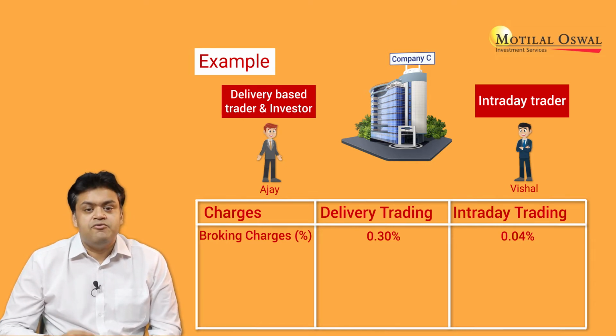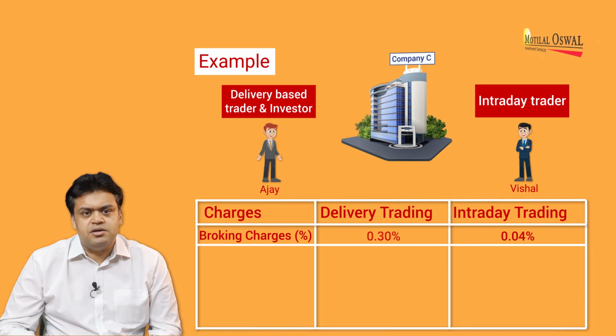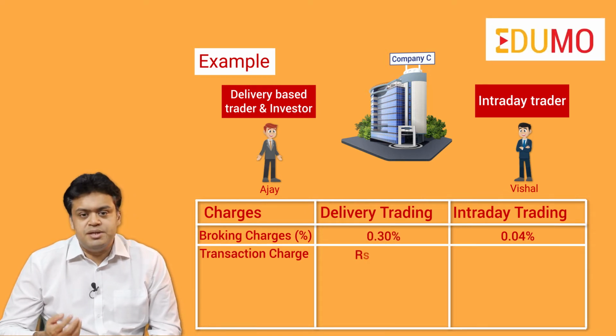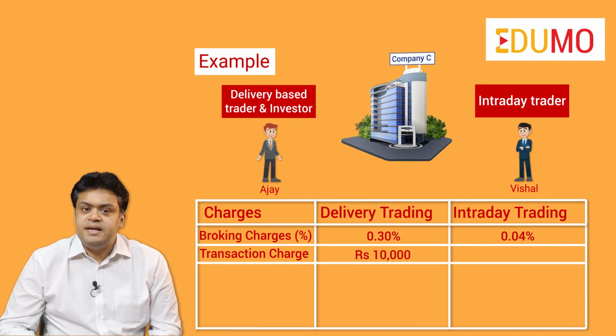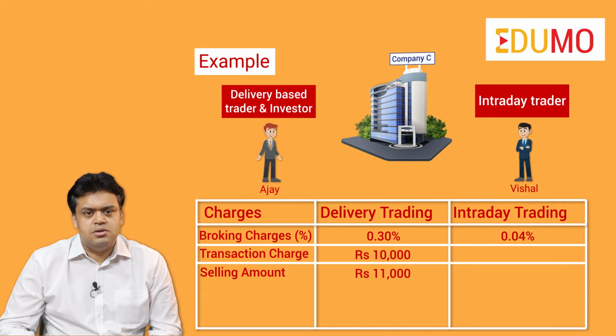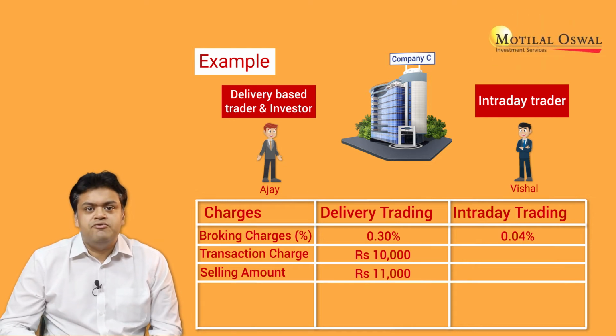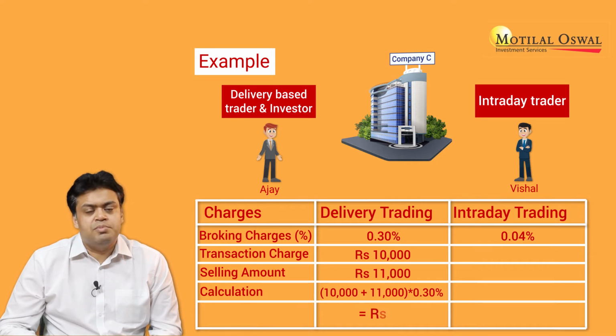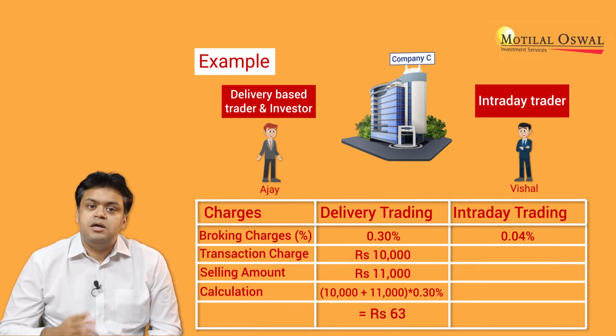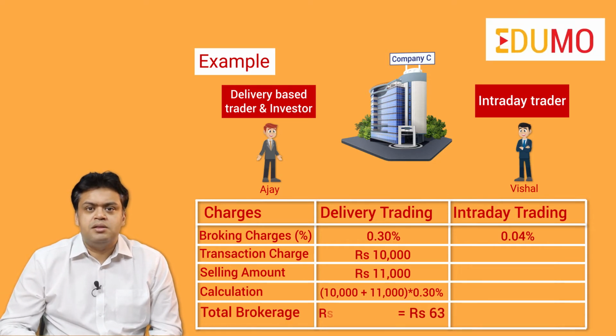Brokerage charges. For Ajay, who happens to be a delivery trader, the brokerage charge will be 0.30% of the total amount, which happens to be 10,000 in this case. Now let us assume that he buys today and sells at a future date. Let's assume that he sells his shares for Rs 11,000. Thus, the brokerage charge for him would be 10,000 multiplied by 0.3% plus 11,000 multiplied by 0.3%, which is equal to Rs 63. Hence, the total brokerage to be paid by him would be 30 plus 33, that is 63.